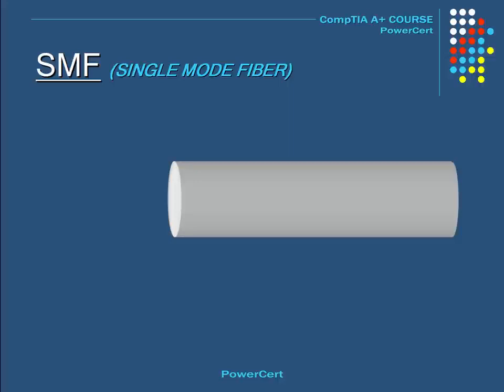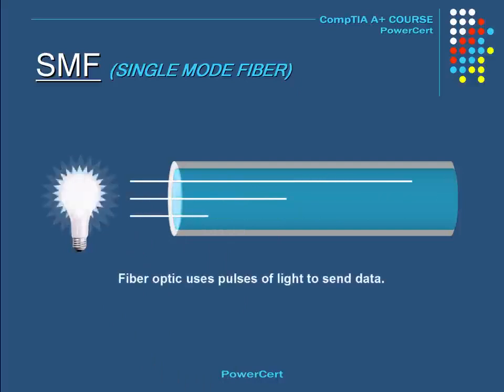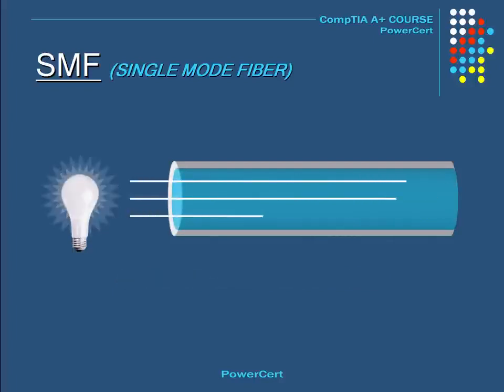Now we're getting into fiber optic cables. And here is a cutaway view of a fiber optic cable and a light source. Fiber optic cable uses pulses of light to send data. And as a result, it is very fast and it can span for great distances. Now there are two different modes in fiber optics: single mode fiber and multi-mode fiber.